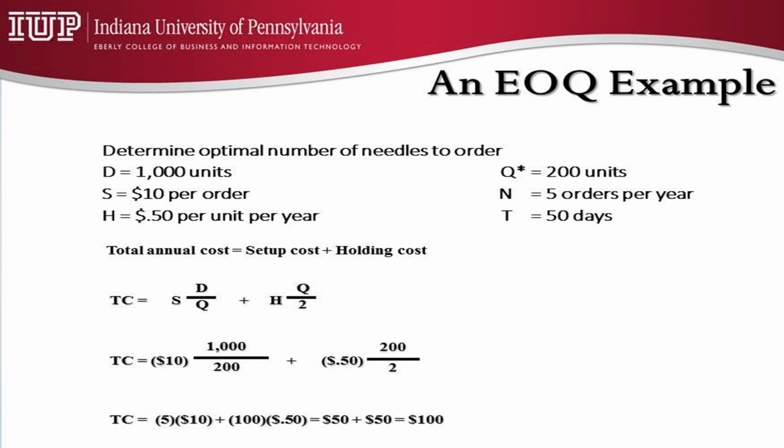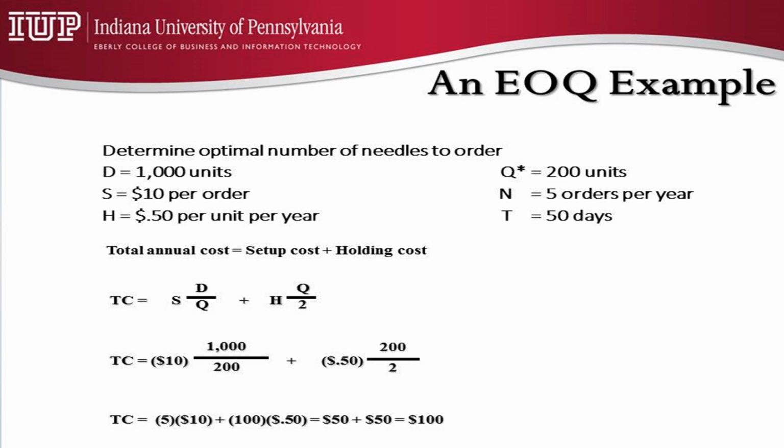Ordering cost is S times D by Q. So you have all the three numbers now. S is only $10. D is your annual demand of 1,000, and Q is 200. So do the math, and then you have total holding cost is Q by 2 times H. So you know Q, which is 200. You know H, which is only 50 cents. So if you do the math, you are going to get $50 of ordering, $50 of holding. That gives me the total cost of 100.